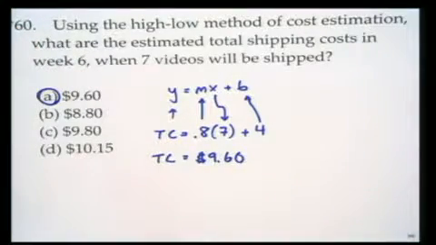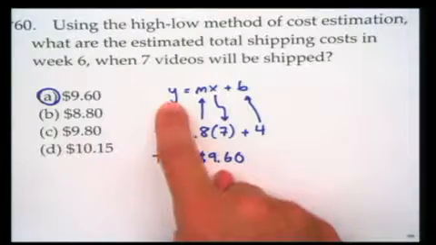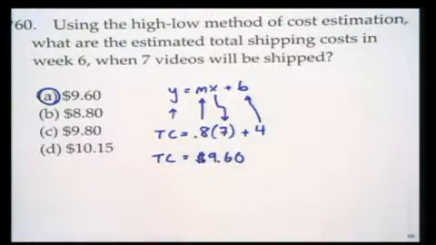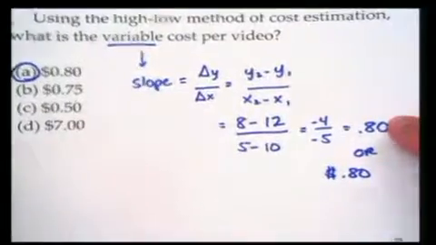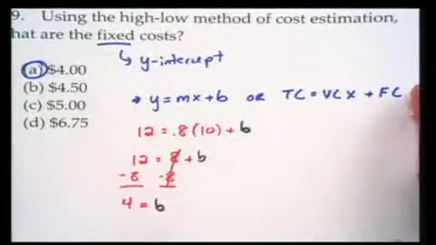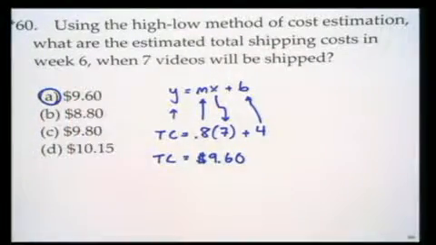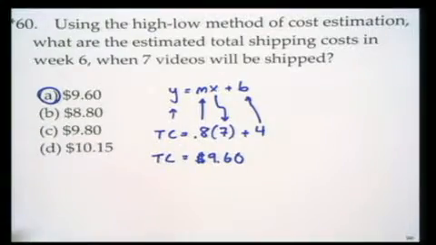But you see how that works? In other words, I couldn't have put M, the slope, there, B, the intercept, there, and then plugged in the X if I didn't already do this stuff ahead of time. So I got to get the slope, which is 0.8, the intercept, which is $4, and of course putting it all together, we get a total cost estimated of $9.60 when 7 videos will be shipped.